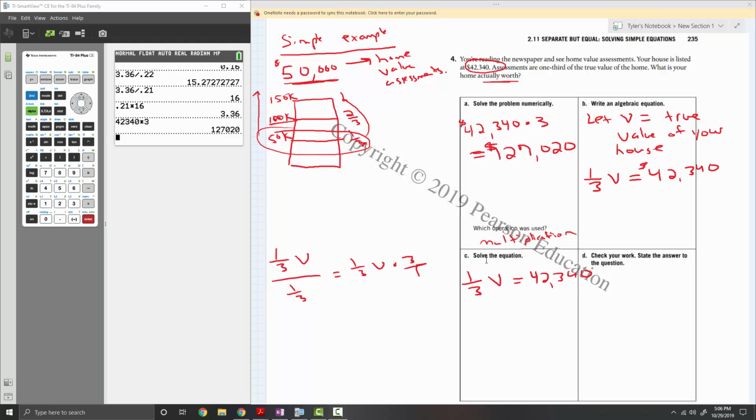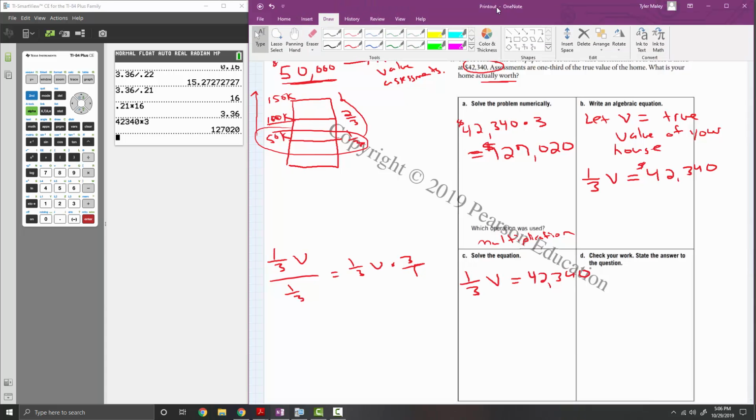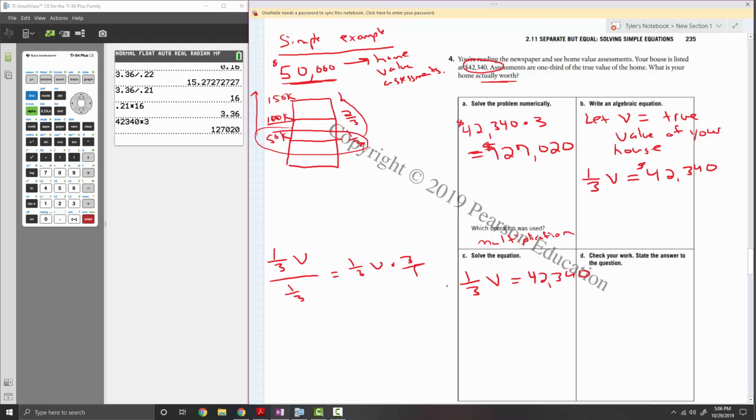All right. So we were thinking about solving this equation. I was just telling you how we can just multiply both sides by 3, right? So if I multiply this side by 3 and I multiply this side by 3, then over here I'm going to get just V by itself, right? Because 3 times 1/3 is just 1, right? So it's just 1V, or V by itself. And then over here, I need to take the 42,340 times 3, which we already did and got this amount, right? So we're going to get the same amount again. So we get 127,020.